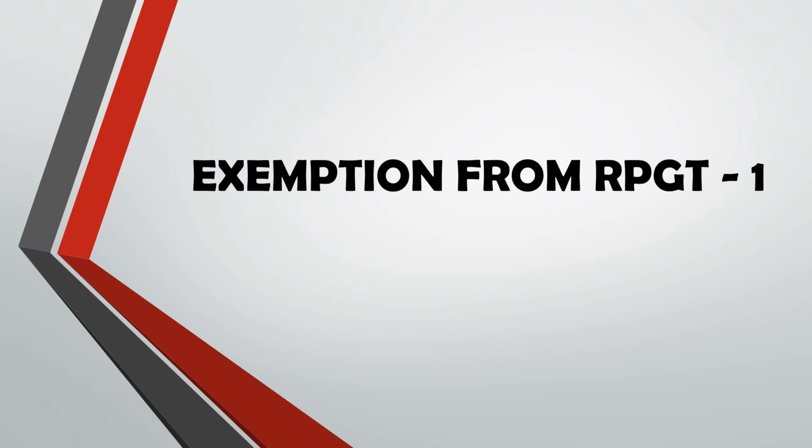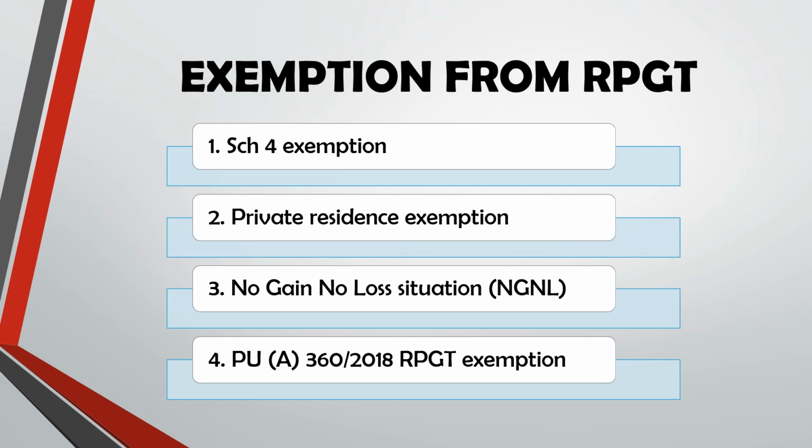Okay, so the previous one we already looked at the example of RPGT computation. So now we look at the assumptions from RPGT. We have four assumptions from RPGT. The first one, Schedule 4 assumption, that we have also used in the RPGT computation.